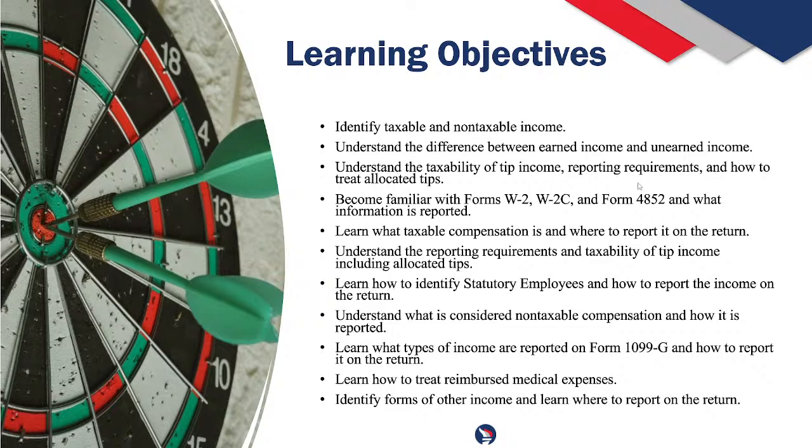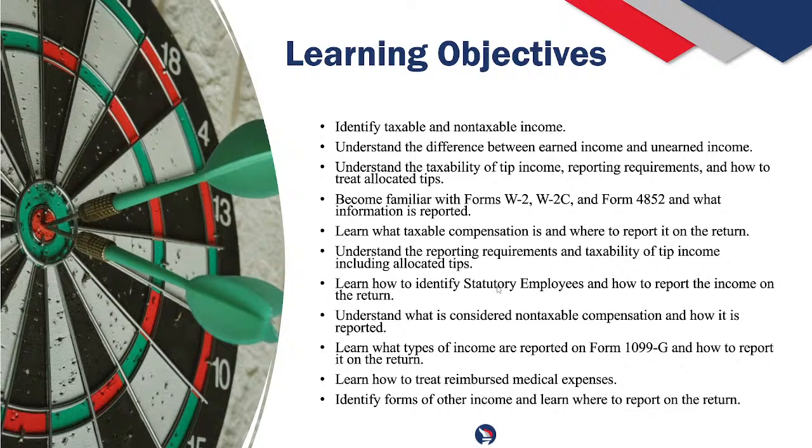Want to become familiar with the W-2, which hopefully you already have. Hopefully at least sometime in your life you received one. The more important one is this 4852, and what information is going to be reported on all of these. Learn what taxable compensation is and where to report it on the tax return. Different boxes, different places. Understand the reporting requirements of the taxability of tip income, including allocated tips.